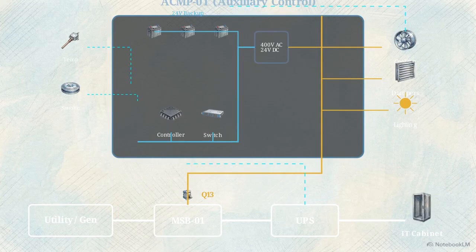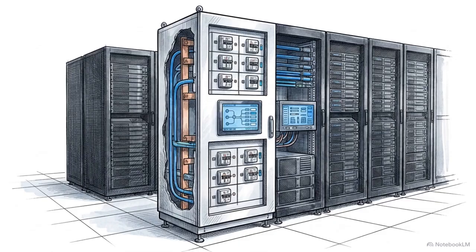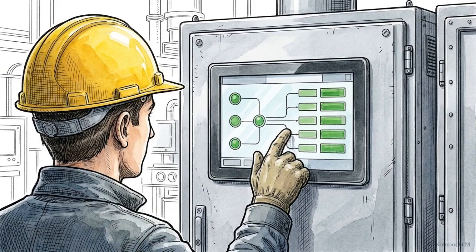Telemetry from the UPS, environmental sensors, and field devices streams backward to the panel. Here, the data is processed by the local controller and translated into an interface for the operator. Because the ACMP remains isolated from the critical IT load, it serves as an independent observer. Its operation guarantees the visibility necessary to keep the main power path online.